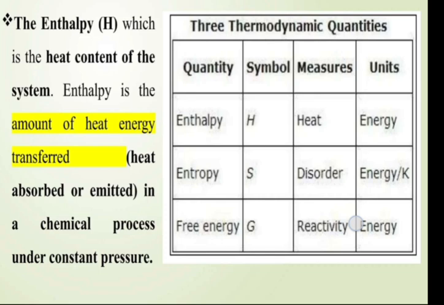Then we see about entropy. Entropy is denoted as the symbol S, and it is measured as disorder. The unit of entropy is energy per K. Then we see about the final thermodynamic quantity, free energy. Free energy is denoted as the symbol G, and the measure is reactivity. The unit of free energy is energy.